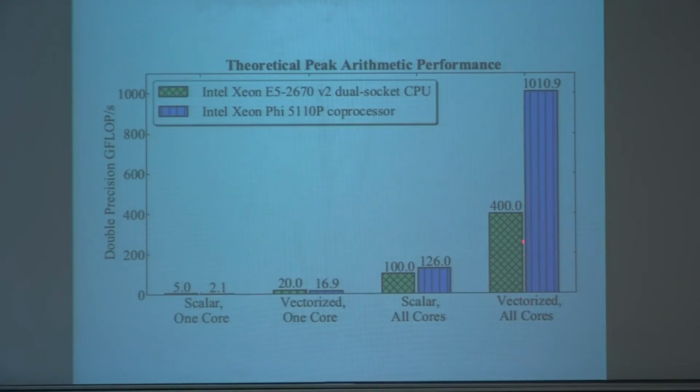And then if you use SIMD and you use all of the cores, so this is the full capability of this dual socket CPU system and of the coprocessor, you can see then the Xeon Phi is more than twice as fast. So you have to use all of the cores and you have to use SIMD in order for these coprocessors to be effective. Otherwise, you should just buy one of these Xeon CPUs and you would be fine. So this tells you there's quite a bit of challenge in trying to adapt codes this way.